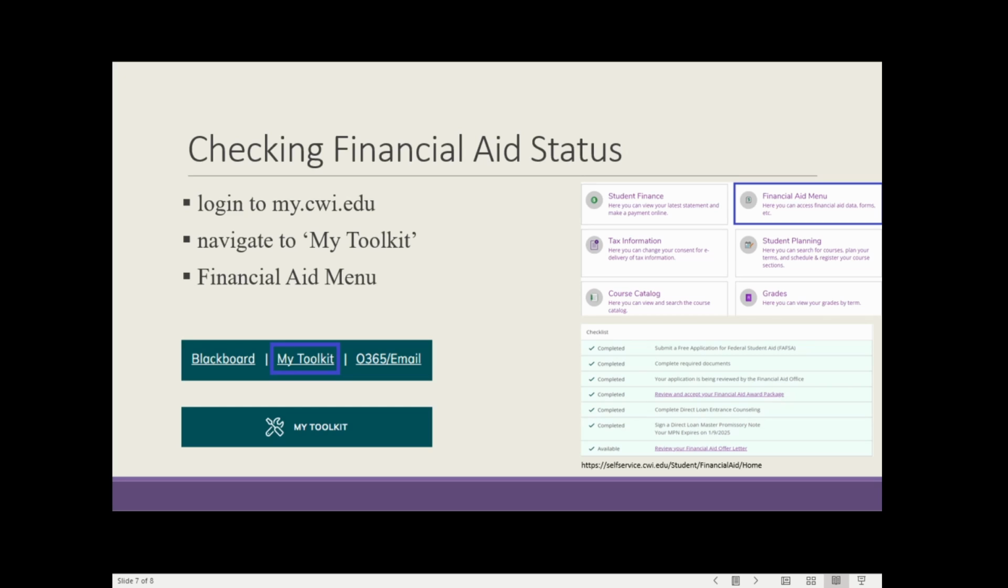Inside of My Toolkit, there is a financial aid menu that contains a range of useful information about your personal financial aid status, and this web page is an extremely useful tool for managing financial aid, especially if you're just starting out and need to figure out what to do next. One part that has helped me a lot is the checklist inside of the financial aid menu, which shows the tasks that you still need to complete.